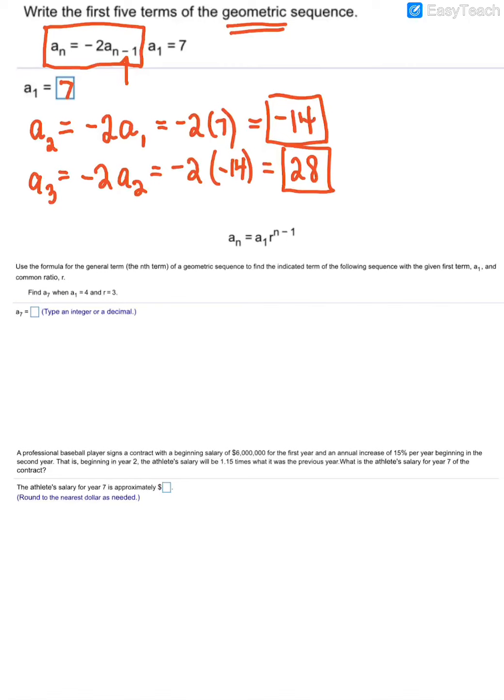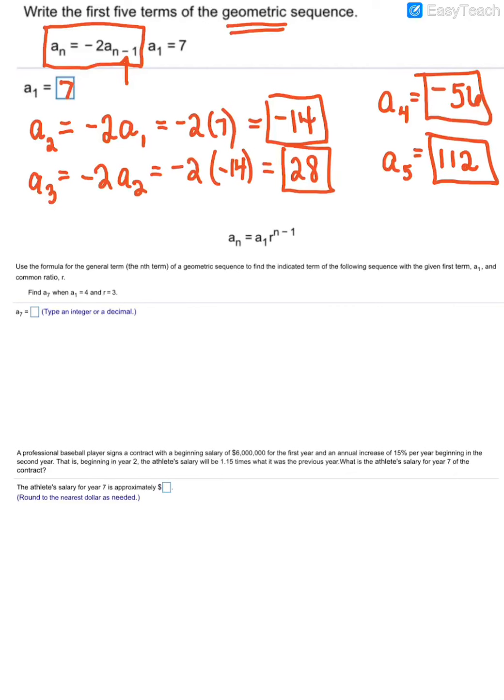As we keep going, times -2 again, we would see that our fourth term is going to be back to negative, -56. And then finally for our fifth term, when we multiply by -2 again, we're back to positive, and we would be up to 112.